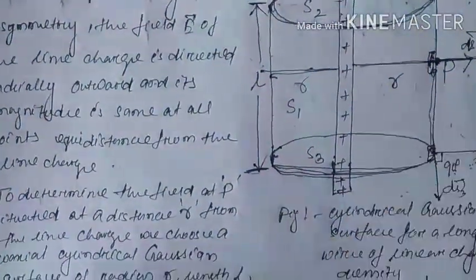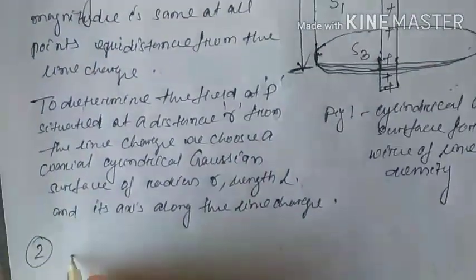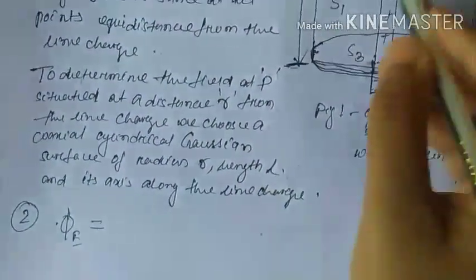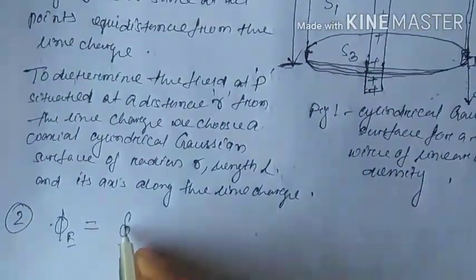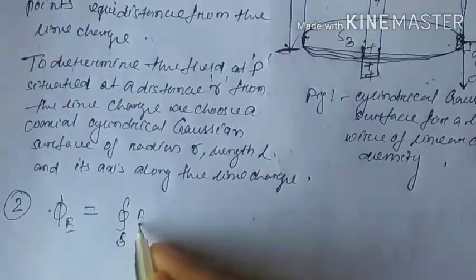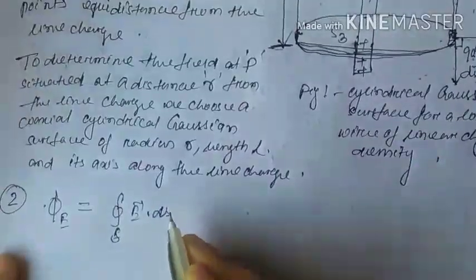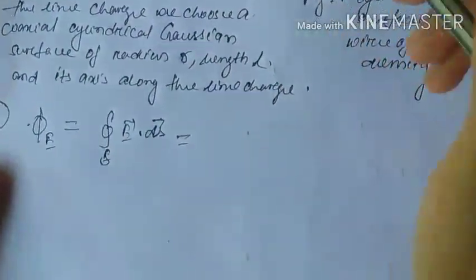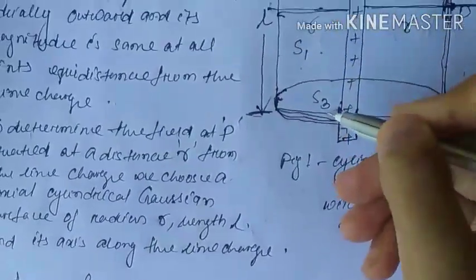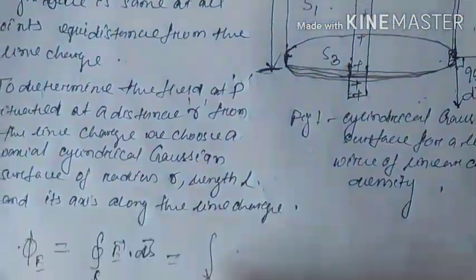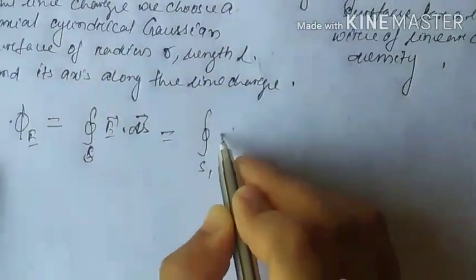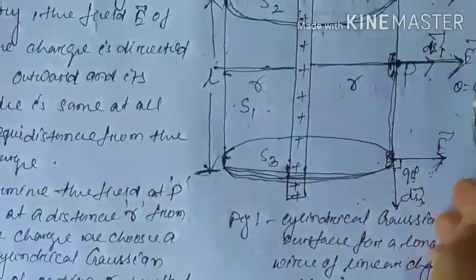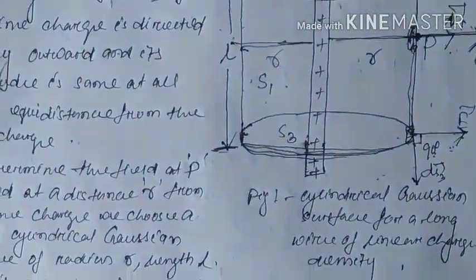Now we will calculate the flux, our second step. So the total flux linked with the surface is equal to our what? We know that is E dot ds. So E ds for surface 1 plus surface 2 plus surface 3 we will write. So that is surface 1 E ds1 cos. For surface 1 the angle is 0 degree.